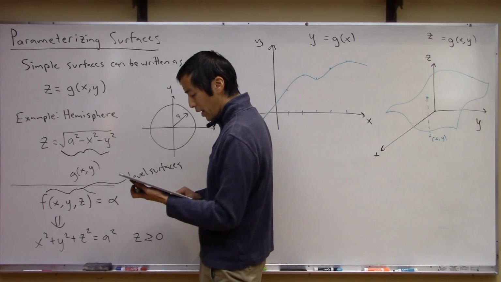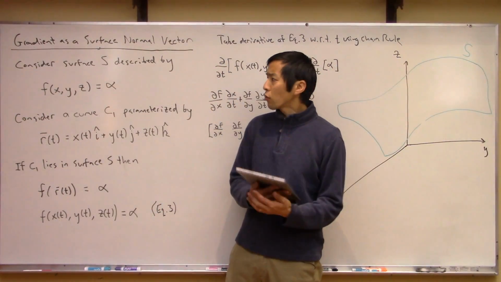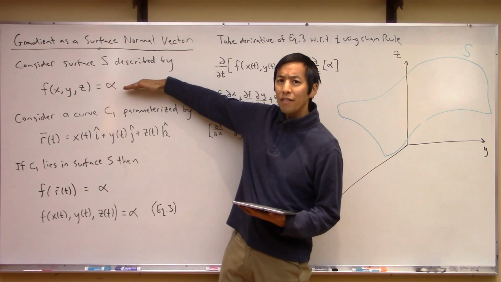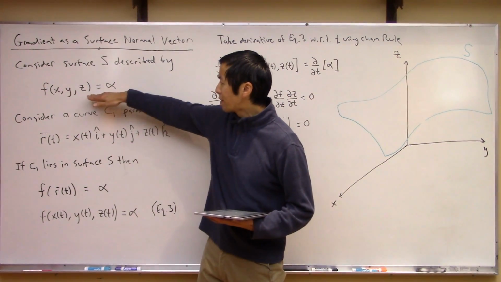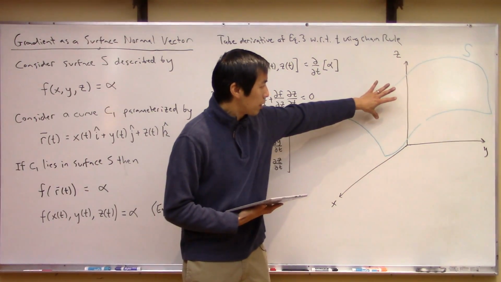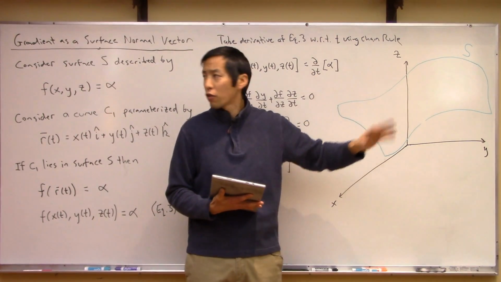Give me a second to erase the board and let's investigate this a little bit further. All right, so let's again look at this surface that's described by this level set here, okay? So again, here's our surface. This is S, and I've just drawn it over here in a generic picture in blue, right? It's just some surface we've got in space.